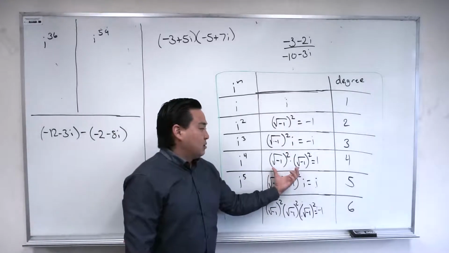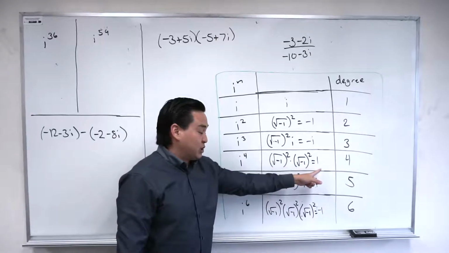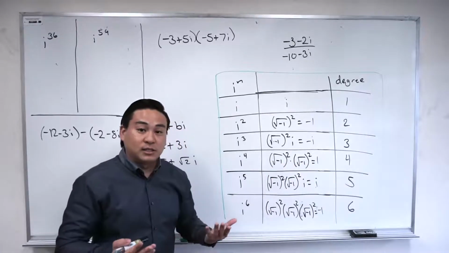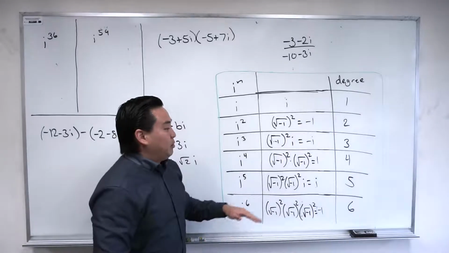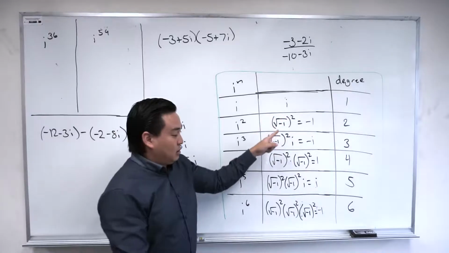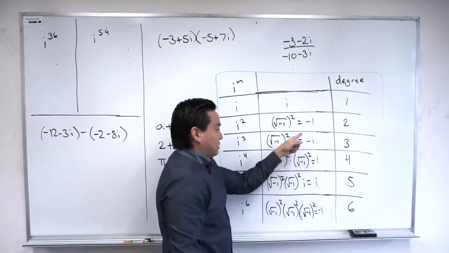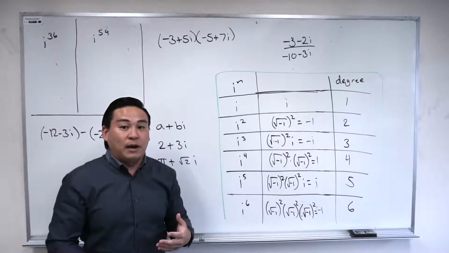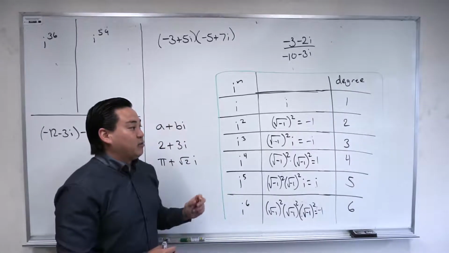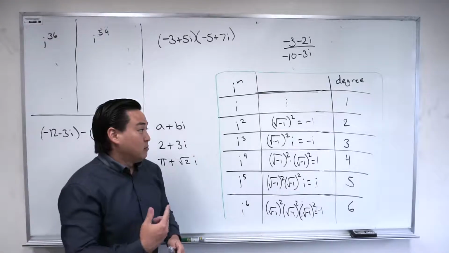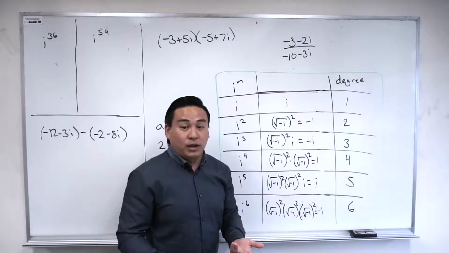i to the 4th, again, gives you just 1, because this is going to be -1, that's going to be -1, and their product is going to be positive 1. But notice once we hit here, this is the same as that, and the -1 here is the same as that one. So it cycles between these 4 possible options: i, -1, -i, and then 1. And then it goes back to i, -1, -i, and then 1 again.